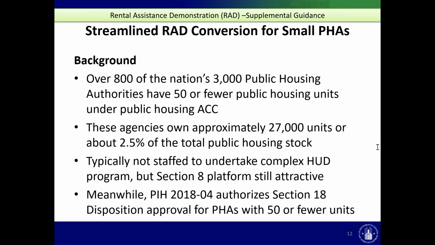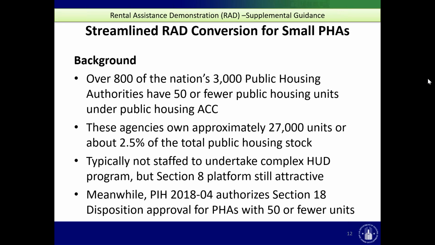So, relevant background. Over 800 of the nation's 3,000 public housing authorities have 50 or fewer public housing units under public housing ACC. That's the annual contributions contract. These agencies own approximately 27,000 units, or only about 2.5% of the total public housing stock. They're typically not staffed to undertake complex HUD programs, but there are still a lot of advantages for these agencies to move towards the Section 8 platform as the ongoing form of assistance.